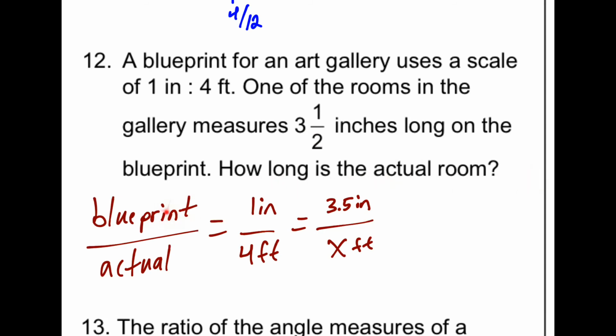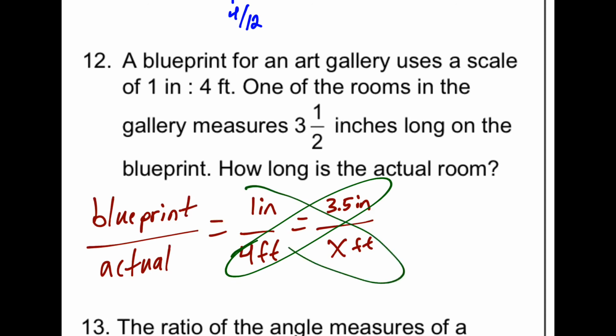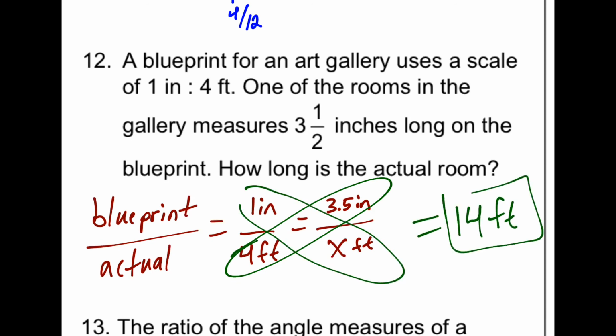So I'm going to choose to put all my blueprint measurements on the top and the actual measurements on the bottom. You could flip it, it doesn't really matter. So I have 1 inch in the blueprint, 4 feet in the actual. Compare that with 3.5 inches on the blueprint and unknown in the actual. I kept the inches on top and the feet on the bottom, and I don't actually have to convert them, though I could. What I'm actually going to do is take 4 times 3.5, which gives me 14, and divide by 1, and it's still just 14 feet.